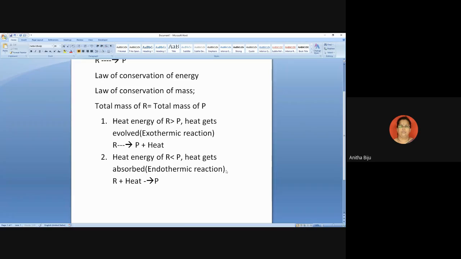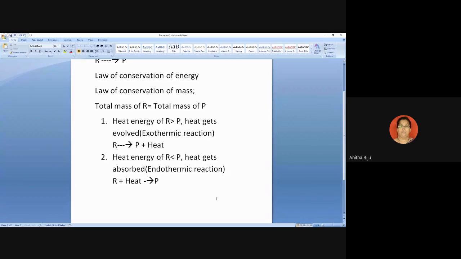So this is an important point. What are endothermic reactions? Chemical reactions in which absorption of heat energy takes place are called endothermic reactions. Is it clear to all?